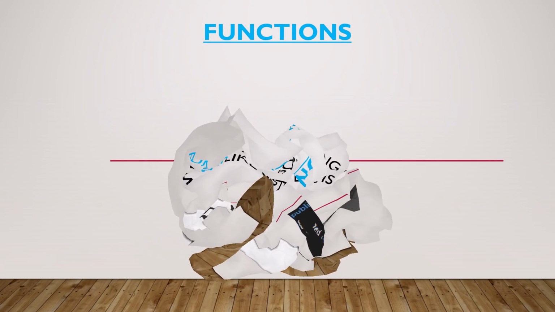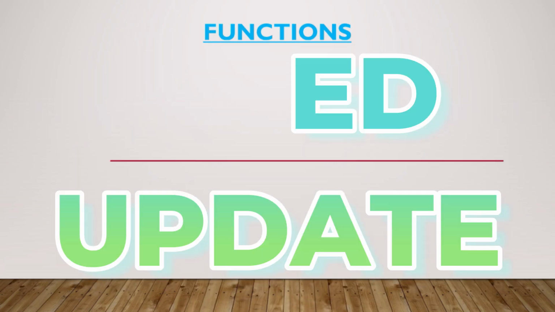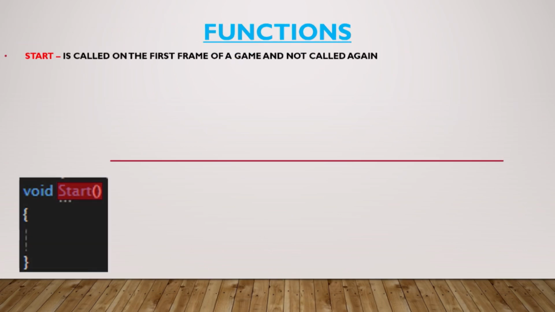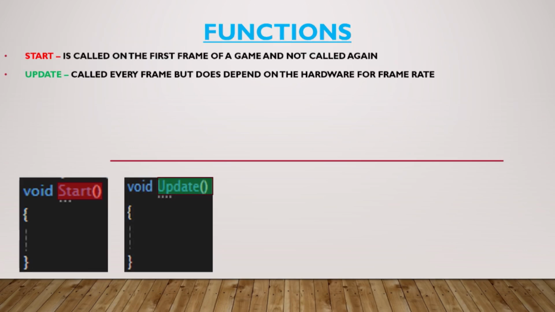The most common functions are start and update, with also the awake, late update, and fixed update functions being commonly used in place of these. Let's break down the basic functions. Start is called on the first frame update of a game and not called again. Update is called every frame, but this does depend on the hardware, as quicker systems will run this more.